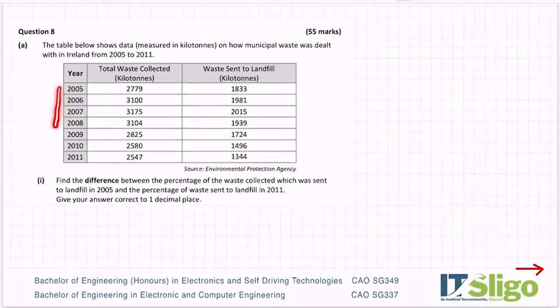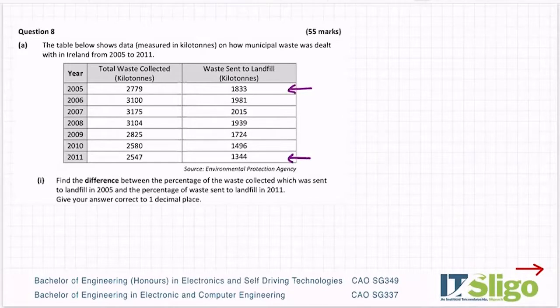So we have a number of years, 2005 to 11. We have total waste collected and we have waste sent to landfill. Okay, the first part says find the difference between the percentage of the waste collected which was sent to landfill in 2005 and the percentage of waste sent to landfill in 2011. Give your answer correct to one decimal place. Okay, so they want us to compare 2005 with 2011.